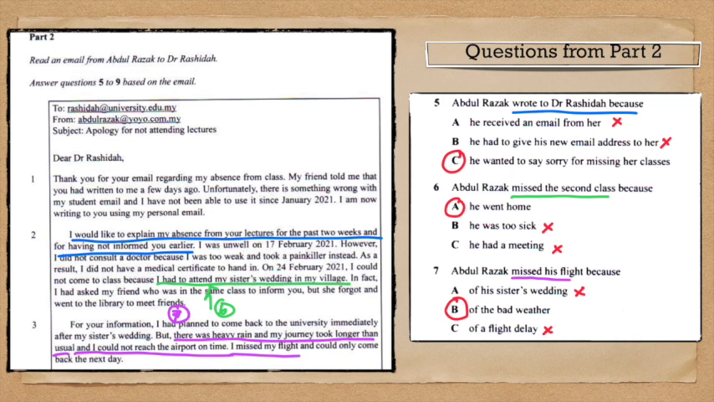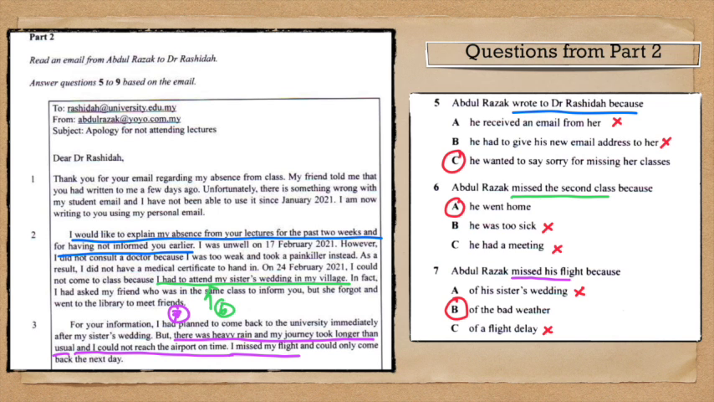For number 7, Abdul Razak missed his flight because... Okay, look at the options. A, because of his sister's wedding. B, because of the bad weather. Or C, because of a flight delay. So where can you find something about Abdul Razak missing his flight? You scan and then you go to where you can find it.